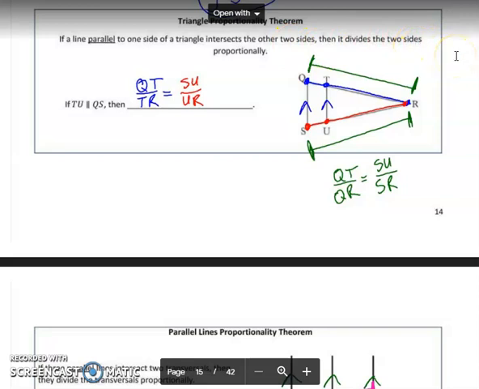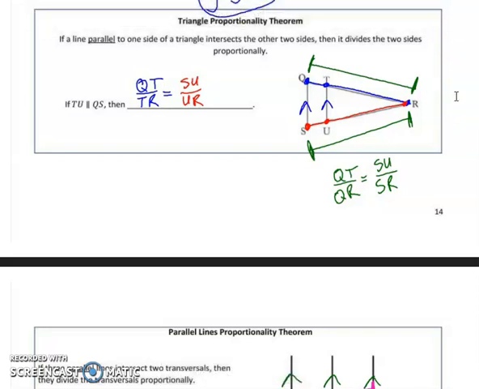And if you're looking for examples of this, a lot of times online you might see it referred to as the side splitter. If you're doing similar triangles, side splitter, or something like that, you might get a bunch of examples that follow this type of a setup.